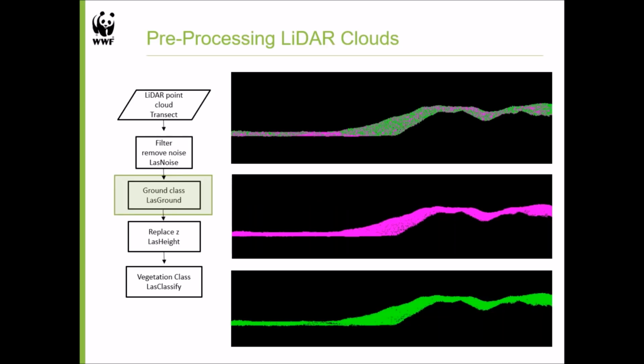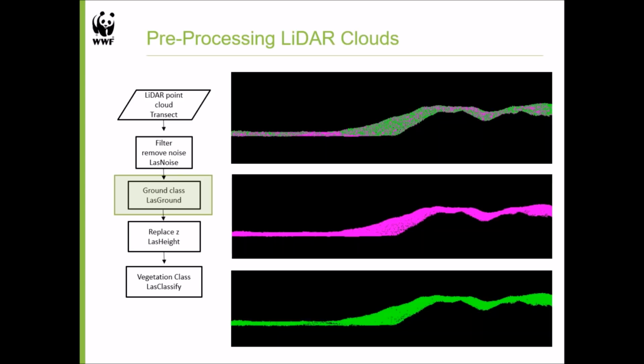After we remove the noise, it's necessary to classify the points in the cloud. The idea is to find the soil points, the points where the laser travels through the trees, hits the ground, and travels back to the sensor, and classify them. What's above these points are points of biomass. So the first algorithm to use is lasground, which will classify the soil points.